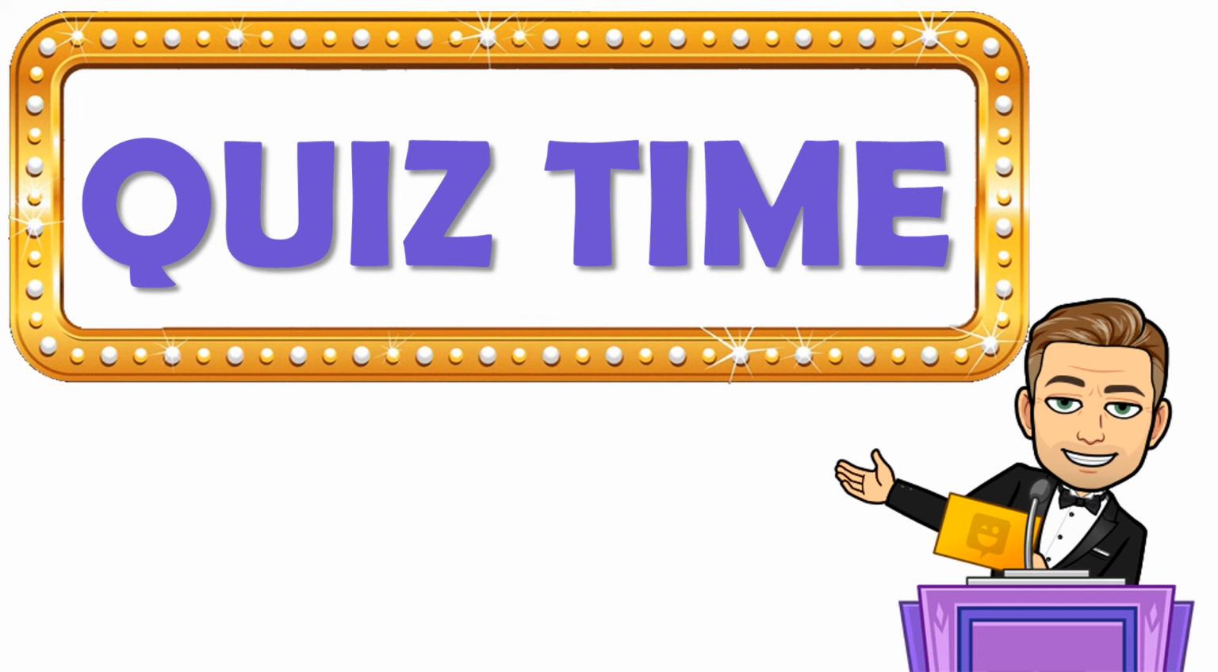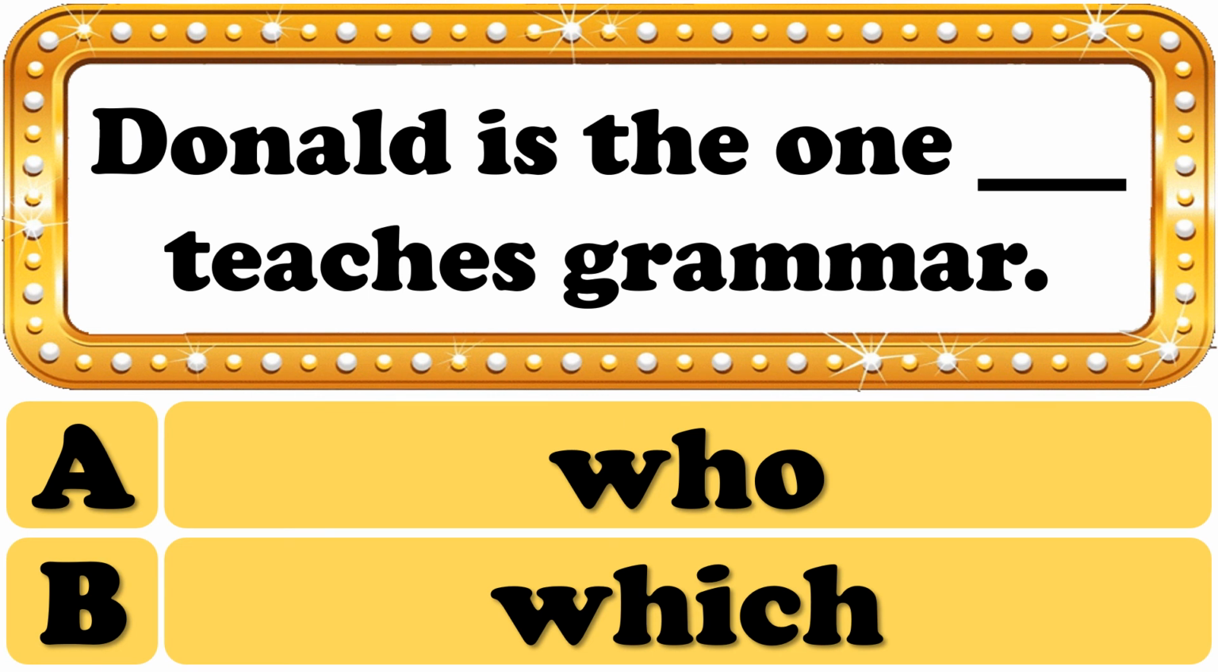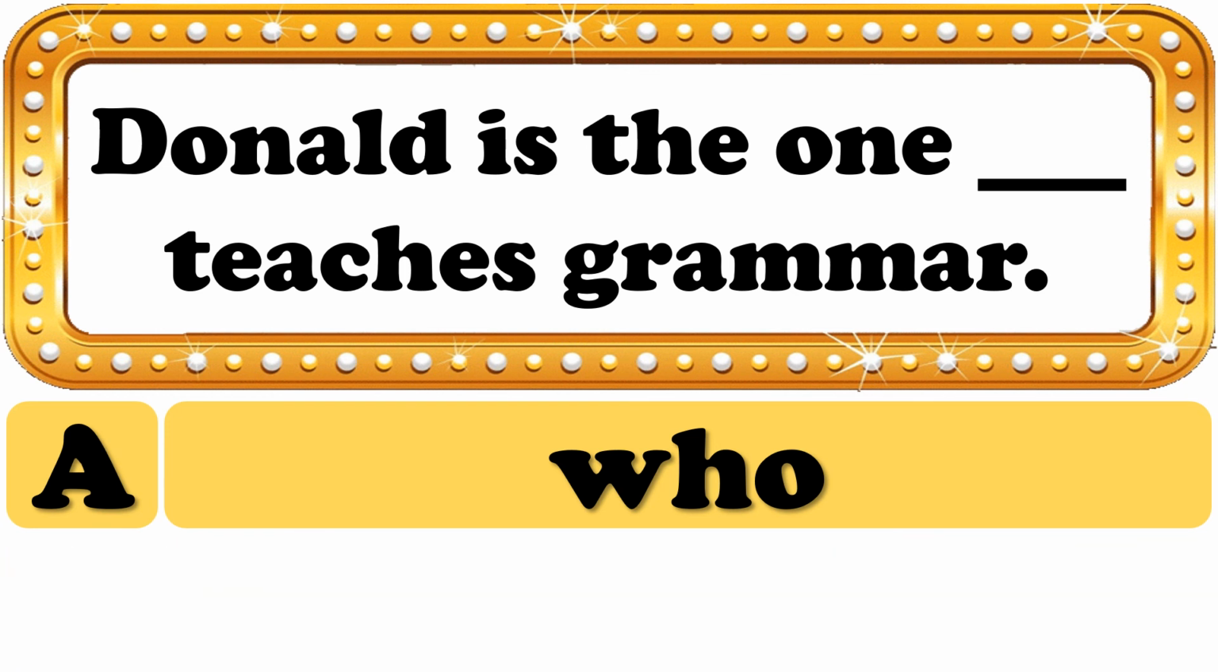Now I hope you were listening because now it's time for quiz time. I'm going to show you a question or you have to finish a sentence using A or B. Take a look at the first one. Donald is the one, blank, teaches grammar. Should we use A or B to finish this sentence? The correct answer is A, because we're talking about Donald, a person. Donald is the one who teaches grammar.